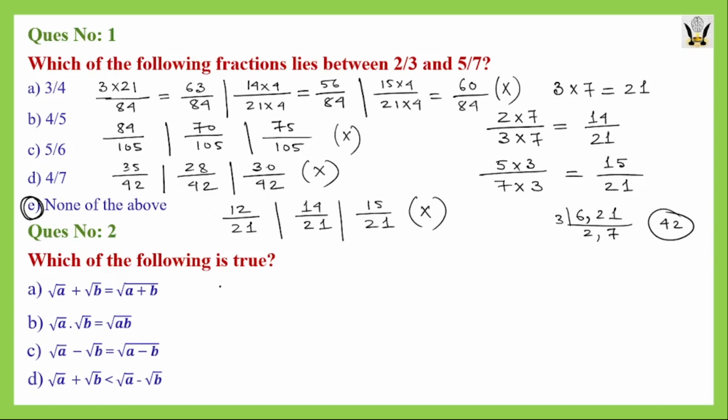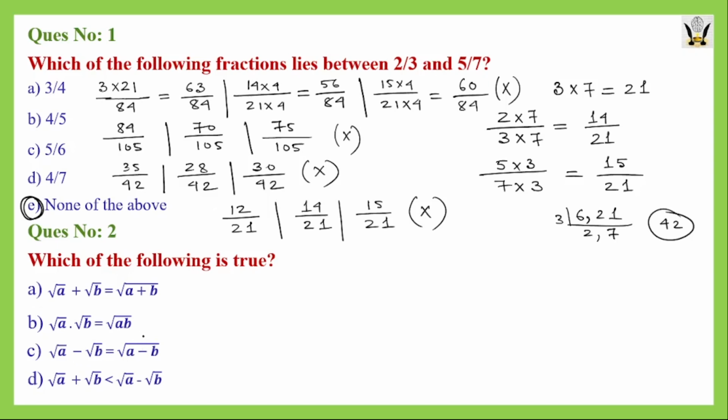Now the second question says: which of the following is true? Option B has to be the correct option, as we know that the square root of a multiplied by the square root of b has to be equal to the square root of a multiplied by b, and that multiplication is done within that square root. That is one of the properties of square roots that we know. So option B is always true.